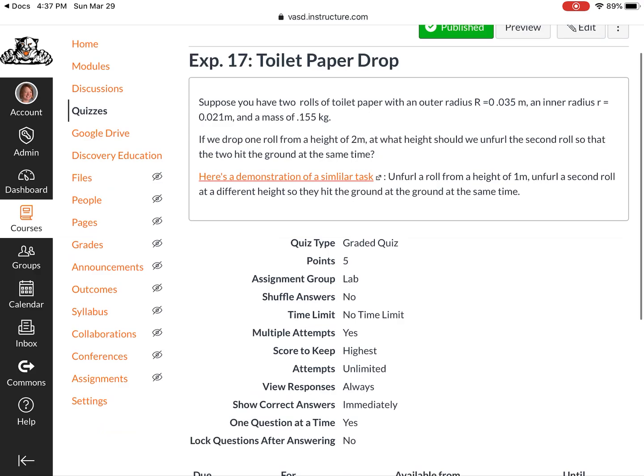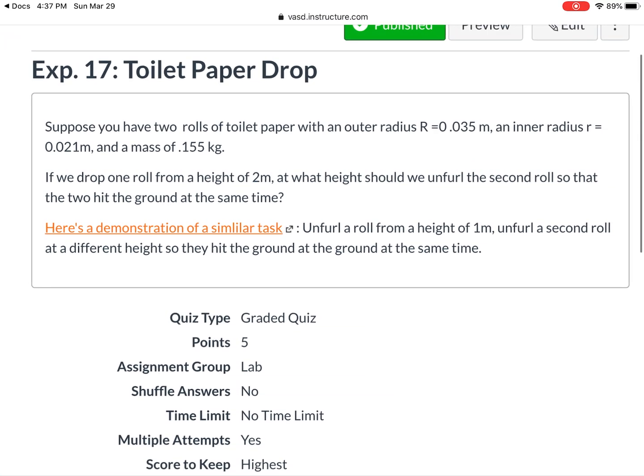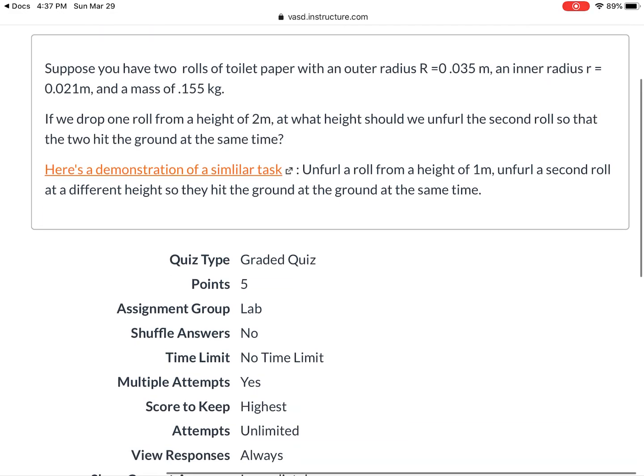So let's take a look at that. Experiment 17 is this. Suppose you have 2 rolls of toilet paper with an outer radius of 0.035 meters, an inner radius of 0.021 meters, and a mass of 0.155 kilograms. By the way, I've been doing this lab for several years, way before the toilet paper brouhaha of the coronavirus. So this is timely. I do not want you to use your own toilet paper for this, especially if you're running low at your house. Anyway, here's the question. If we drop one roll from a height of 2 meters, at what height should we unfurl the second roll so that the 2 hit the ground at the same time?